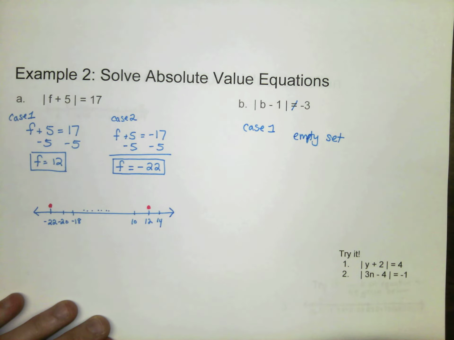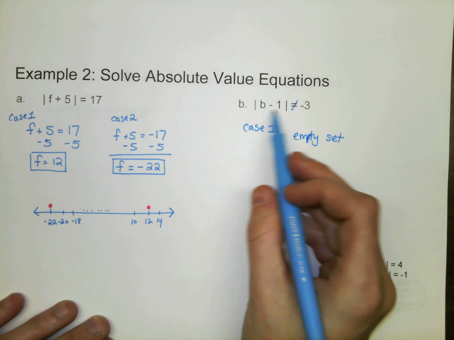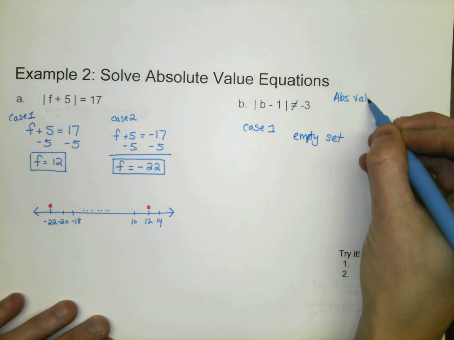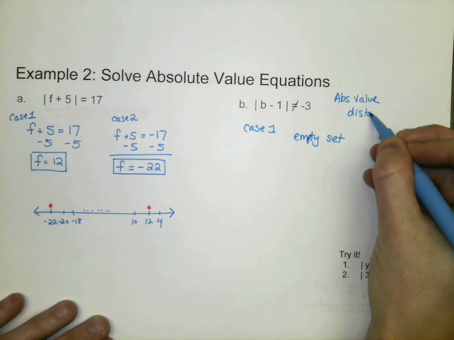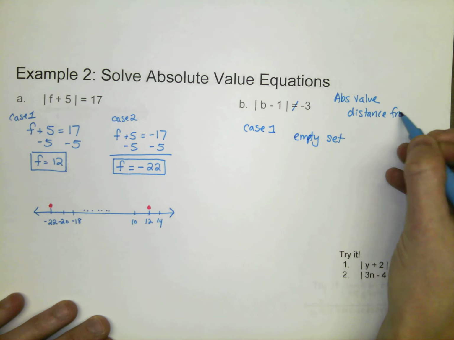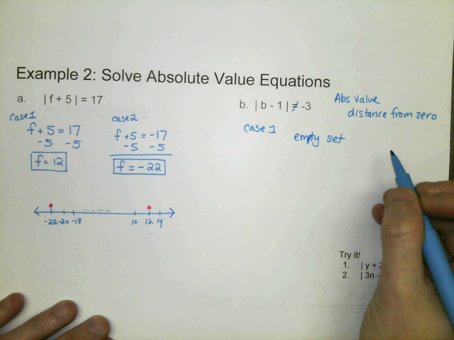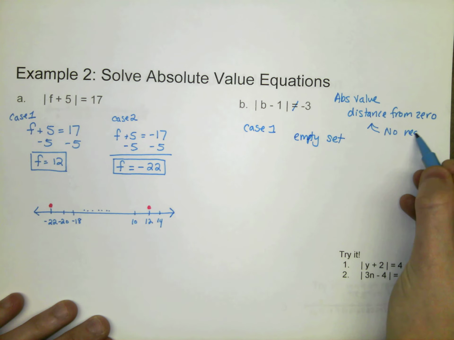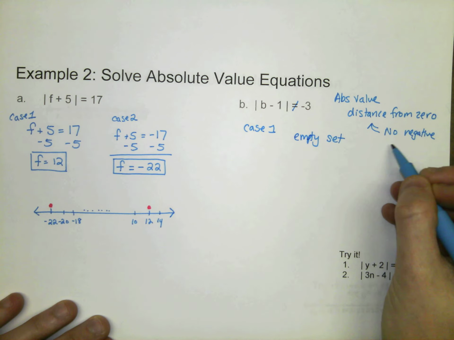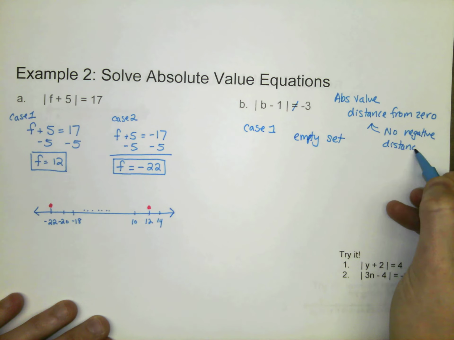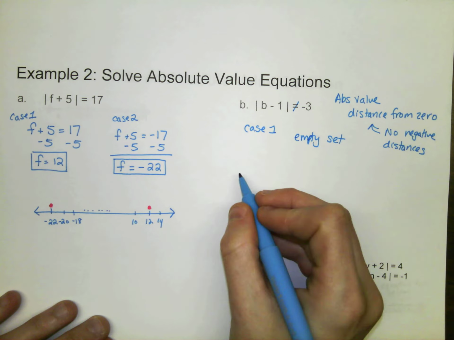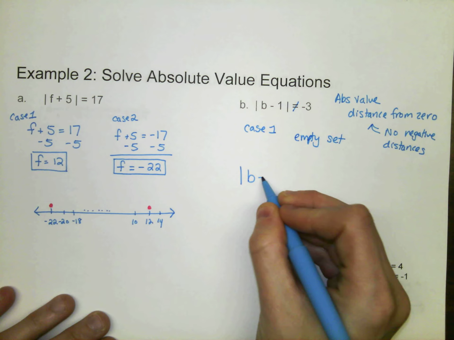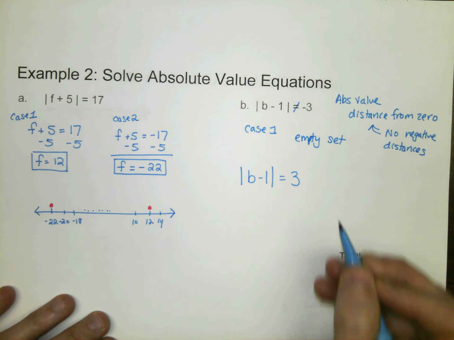This is not possible. Let's make sure that that makes sense. Because the absolute value of something is the distance from 0. You can't have a negative distance. So this can't be a possibility. Let's try another example just to give you another one like this. What if it was the absolute value of b minus 1 equals positive 3?